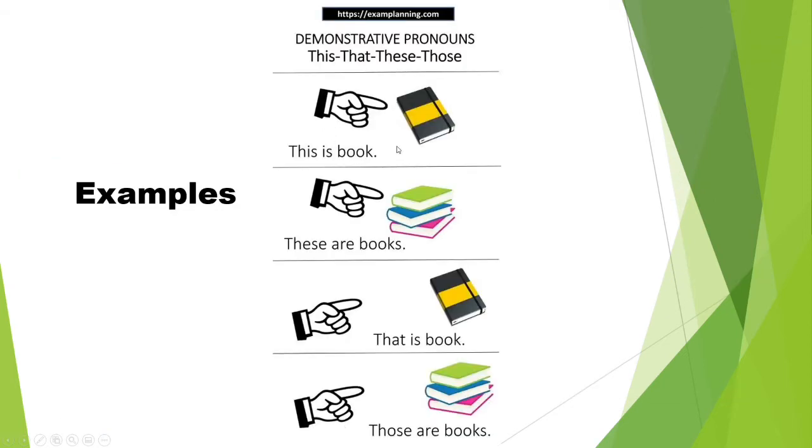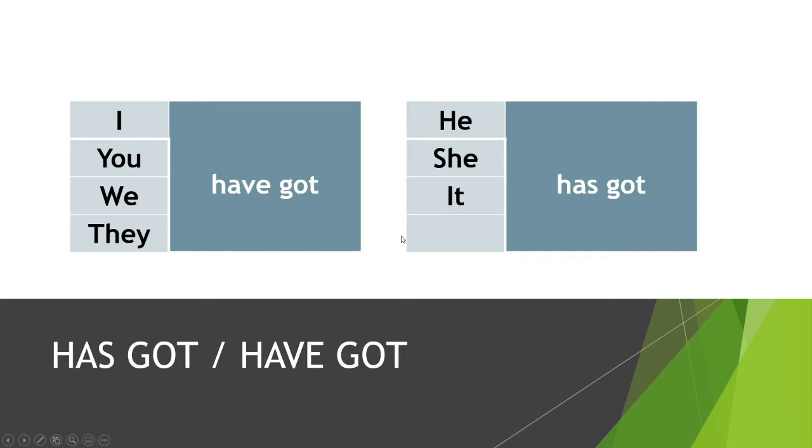Here is another example. This is a book. These are books. That is a book. Those are books. Singular, plural. This one is near. These two are far. Singular, plural. Near, singular, plural.